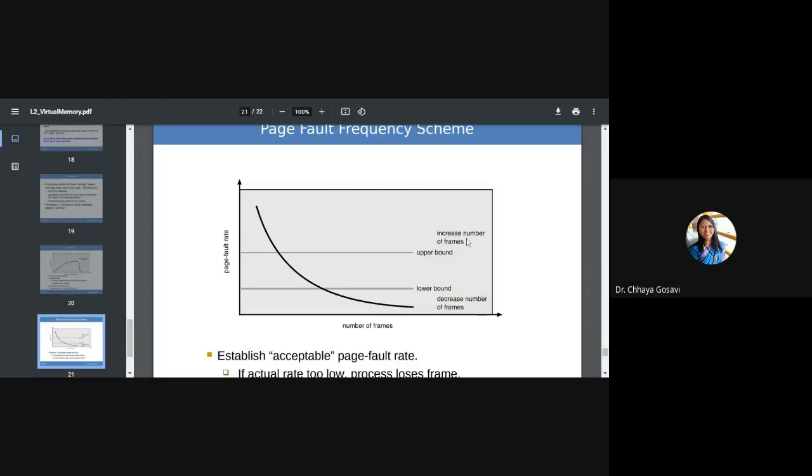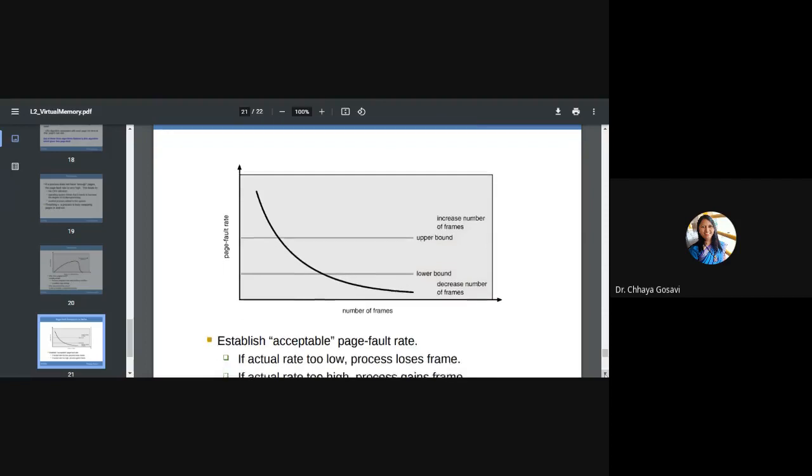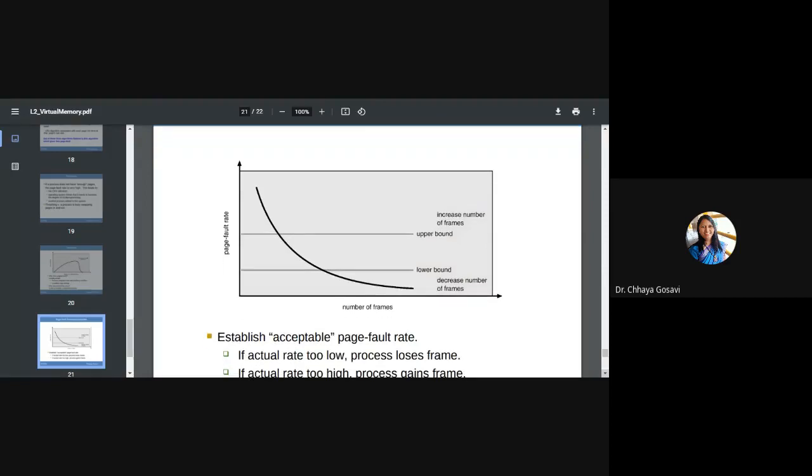So we can increase or decrease the number of frames; these are the lower bound and upper bound. In some cases, it will remain constant even if you increase the number of frames. Page faults will be there. We can't make page faults 0. We can't have infinite memory to allow all pages in frames.